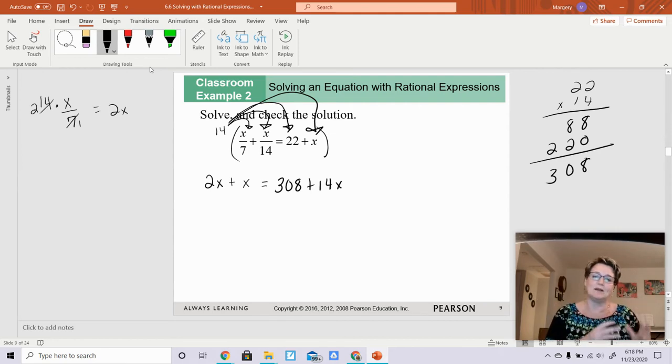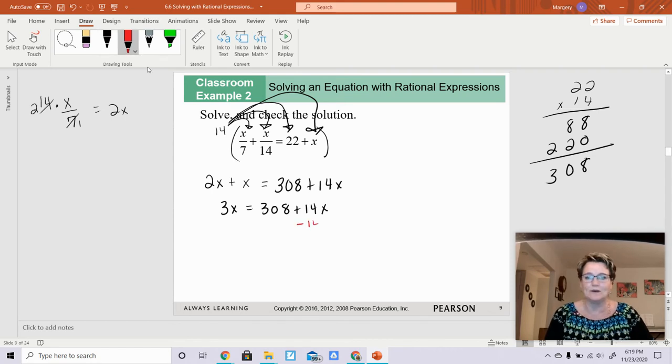Now I want to combine all like terms. I want to put x's on one side, numbers on the other. But before I do that, I want to look at each side of the equation and combine if I can. Here, 2x plus 1x is 3x equals 308 plus 14x. Now I want to put my x's on one side. So I'm going to subtract 14x from both sides because my goal is to find out what x is.